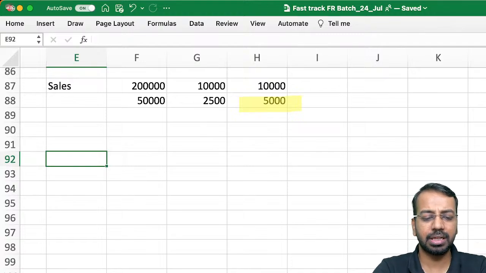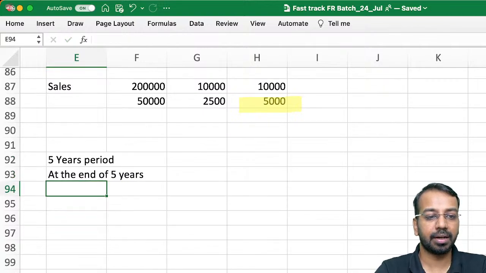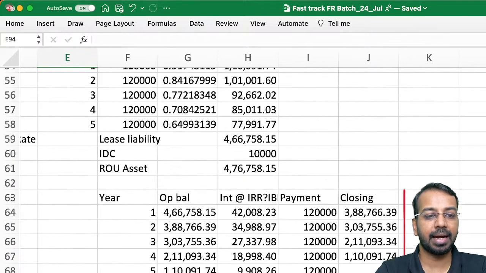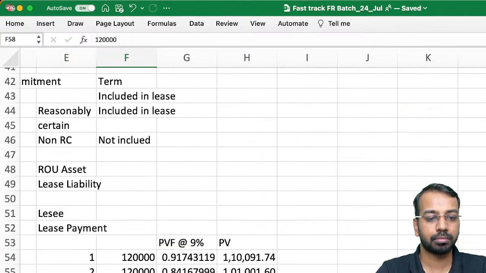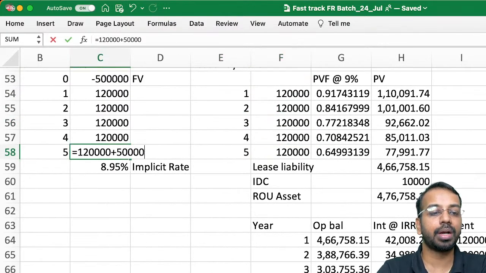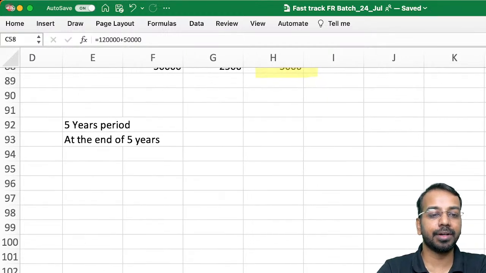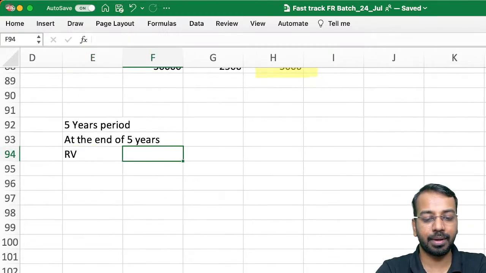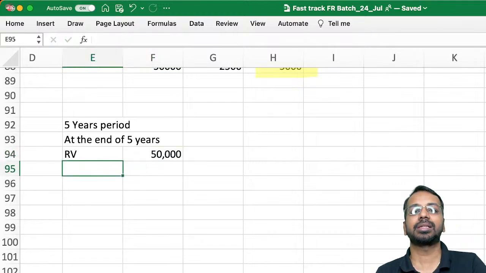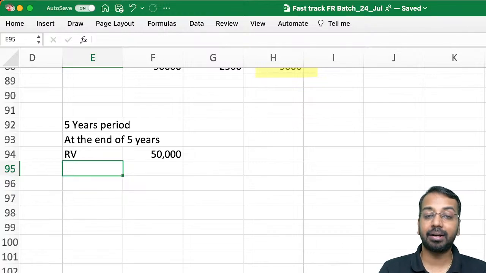The car is taken on lease for a 5 year period. Here we took an example saying that at the end of 5 years, 50,000 is the estimated residual value. Now this is an estimate which is made by the lessor. He says, okay, after 5 years, when I get back the car from the lessee, I will get 50,000.